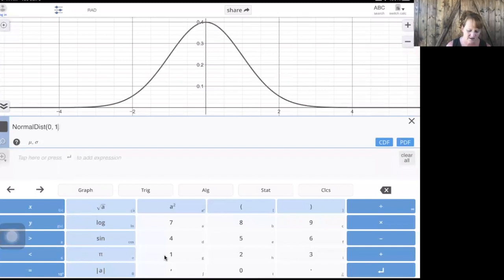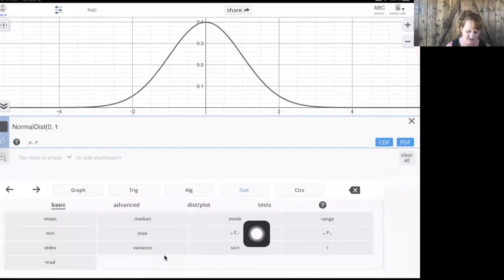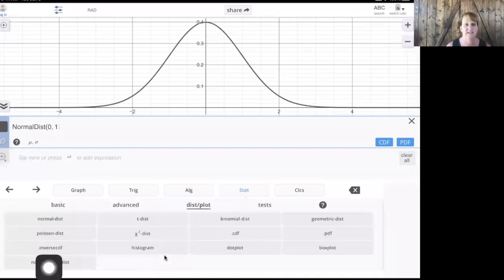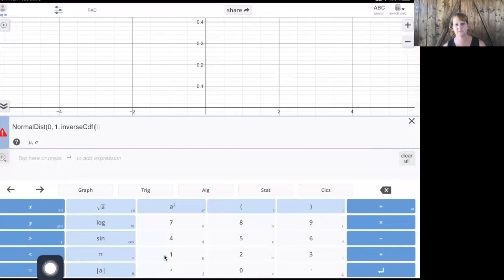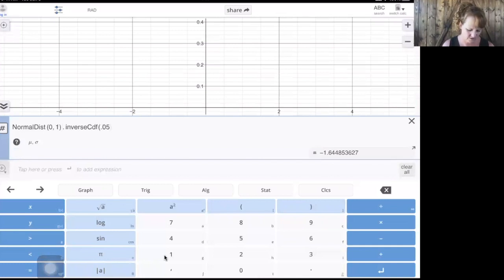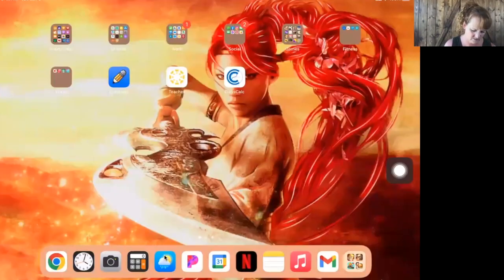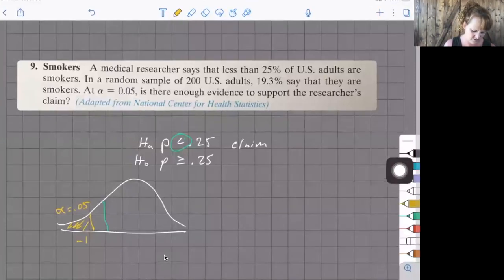There's my curve. Now I'm going to go back into stat, into distribution plot, and tack on this inverse CDF. That always gives me my values when I plug in an area. So they want to know what the area is, 0.05. So this, whoops, in my parentheses here, hold on. There we go. So my number is negative 1.64. Makes sense. It's on the left. It's negative. Good. Okay. So this is my Z critical.